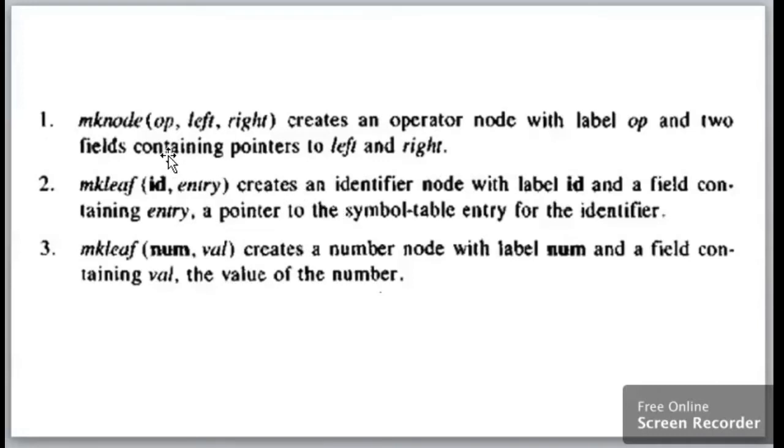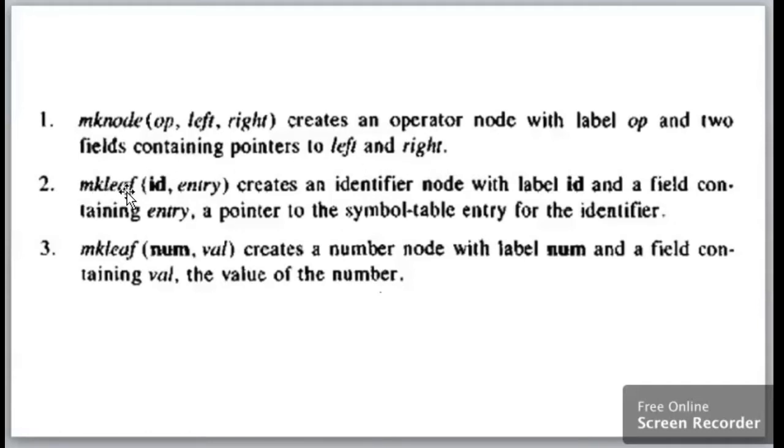Now, for constructing a syntax tree, we make use of three functions. First, mknode, where mk represents make node, with the parameters op, left and right. Op stands for an operator, and left and right are the operands. This function creates an operator node with the label op and two fields containing pointers to the left and the right.